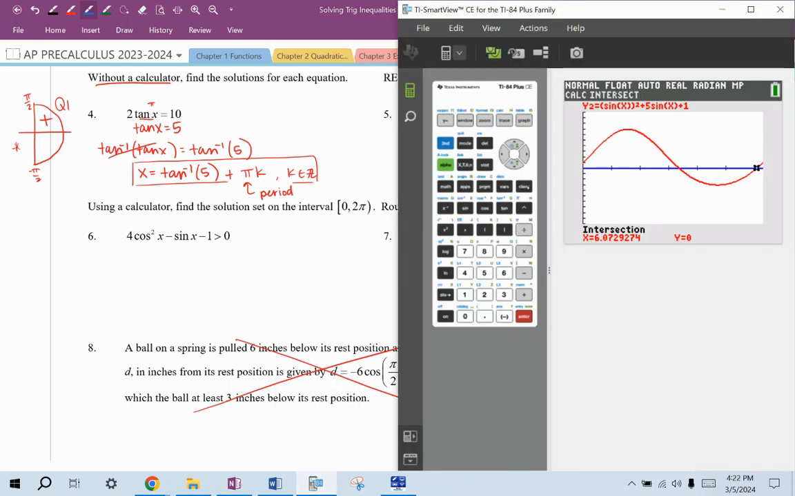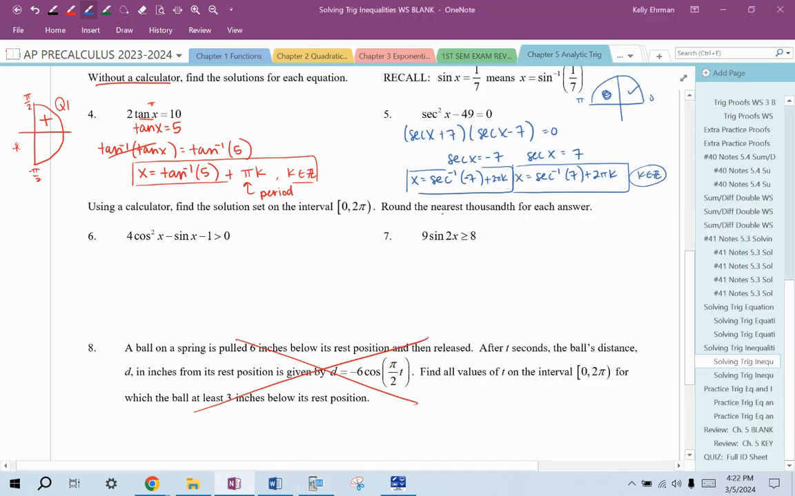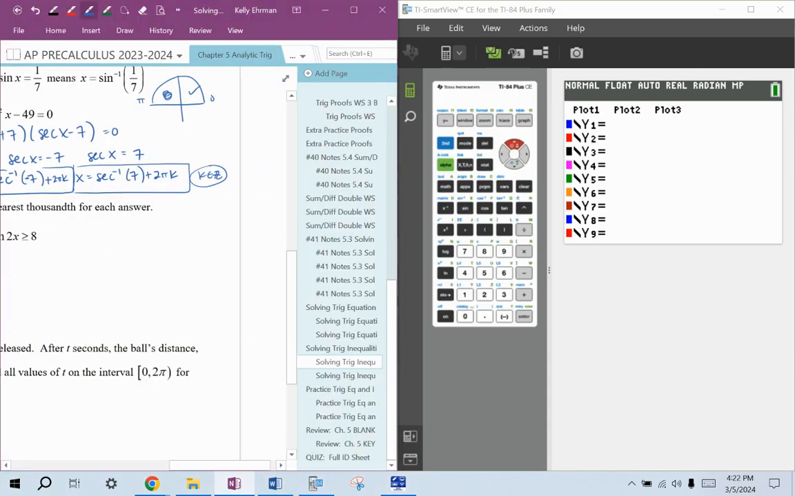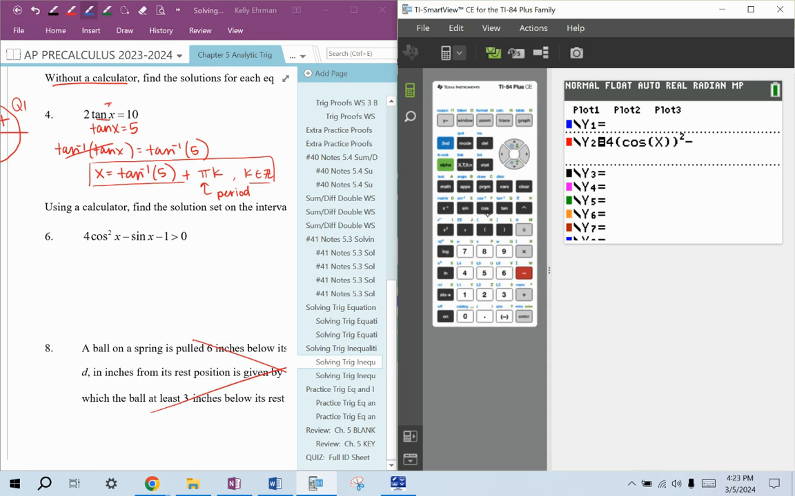This last part is for our calculator. So clear out our old stuff here. So we're allowed to use a calculator from 0 to 2 pi, round to the nearest thousandth. So these should be pretty easy to do. I want to type in 4 cosine squared. So I've got to type that in as 4 parentheses cosine x squared minus sine x minus 1. I'm also going to type in 0.